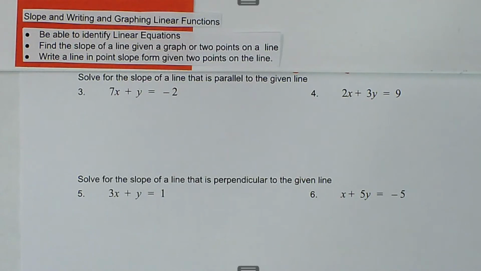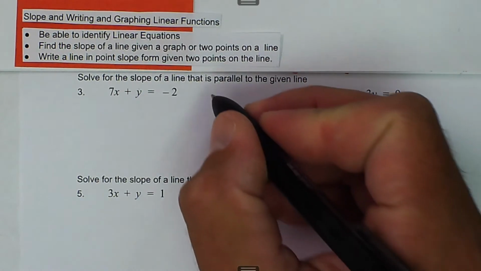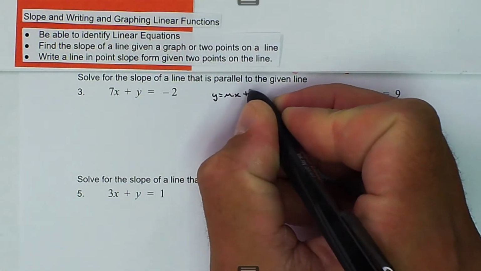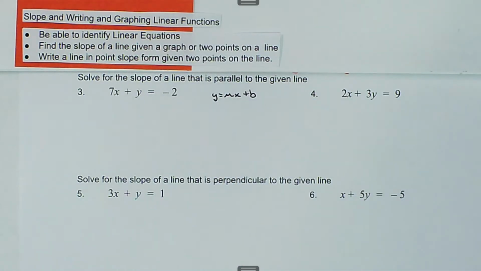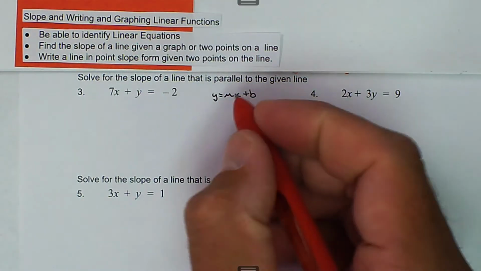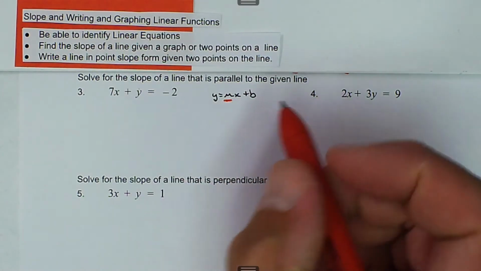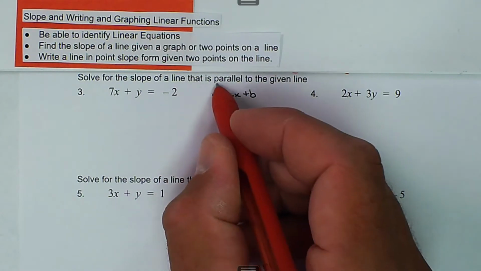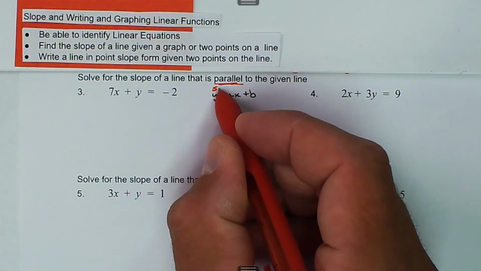We were talking about slope in writing and graphing linear functions, and we want to be able to solve for the slope of a line that is parallel to the given line. So in this case, we still want to get the equation in the form y equals mx plus b, and then we're still looking for the coefficient that is in front of the x. Remember, when we're looking for the slope of the line that is parallel, we want the same slope.